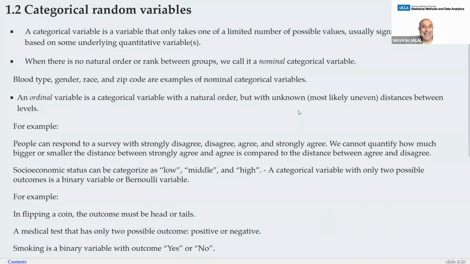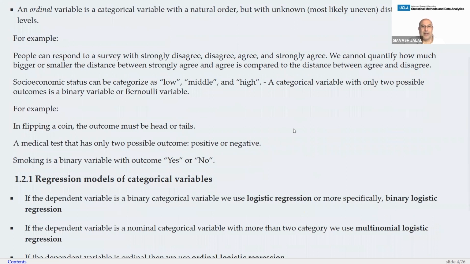Most likely, the distance between these orders is not the same. So it could be, but most likely the distance between the lowest level, middle level and highest level are unknown. Okay. So an example of ordered is when the response to a survey is strongly agree, disagree, agree, and strongly disagree, right?